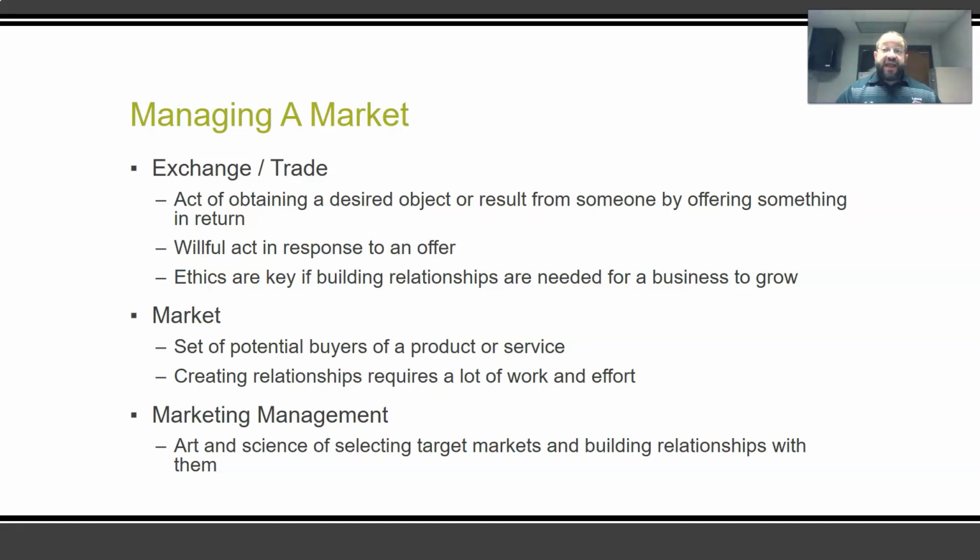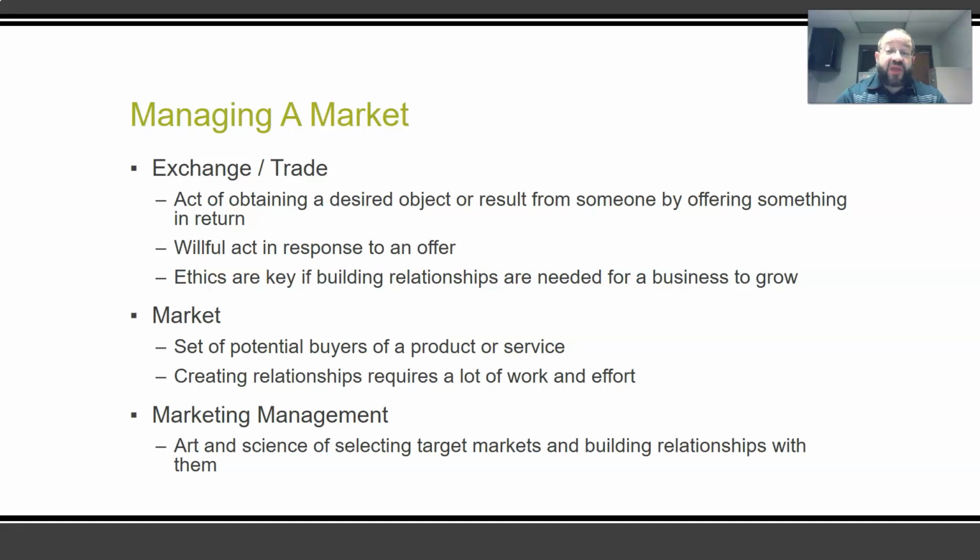Pretty simple. In the case of when we go buy groceries, I am choosing this stuff off the shelf. Thank you for providing it for me. In exchange, I'm going to give you money for it. It is usually a willful act. People are not forcing you to make an exchange or an offer, at least if we're doing it ethically. And speaking of ethics, if a business is going to promote exchange or trade, ethics are key, especially if building relationships is needed for the business to grow.